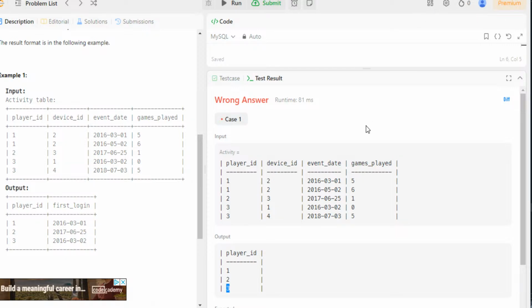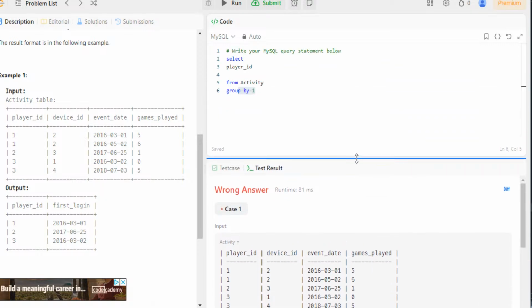Let's see. Yeah, let's try that. Yeah, but I hard commented it out. I mean, sure, we can try it. I'm up for trying anything. With first, no, event date.